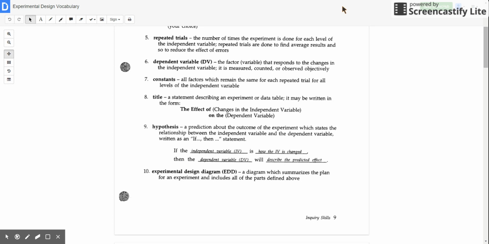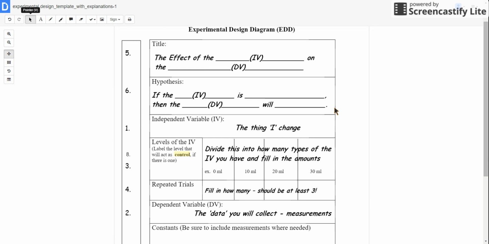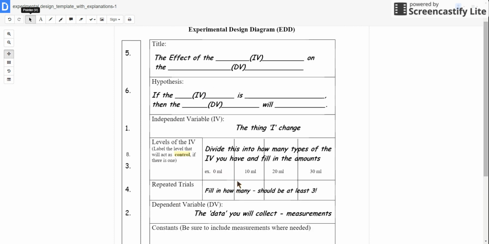That'll move us to this experimental design diagram template. Make sure that you can go through and know this template pretty well, remembering to always start with the independent variable, then move on to the dependent variable. And once again, here's the format for the way that they need to be worded.